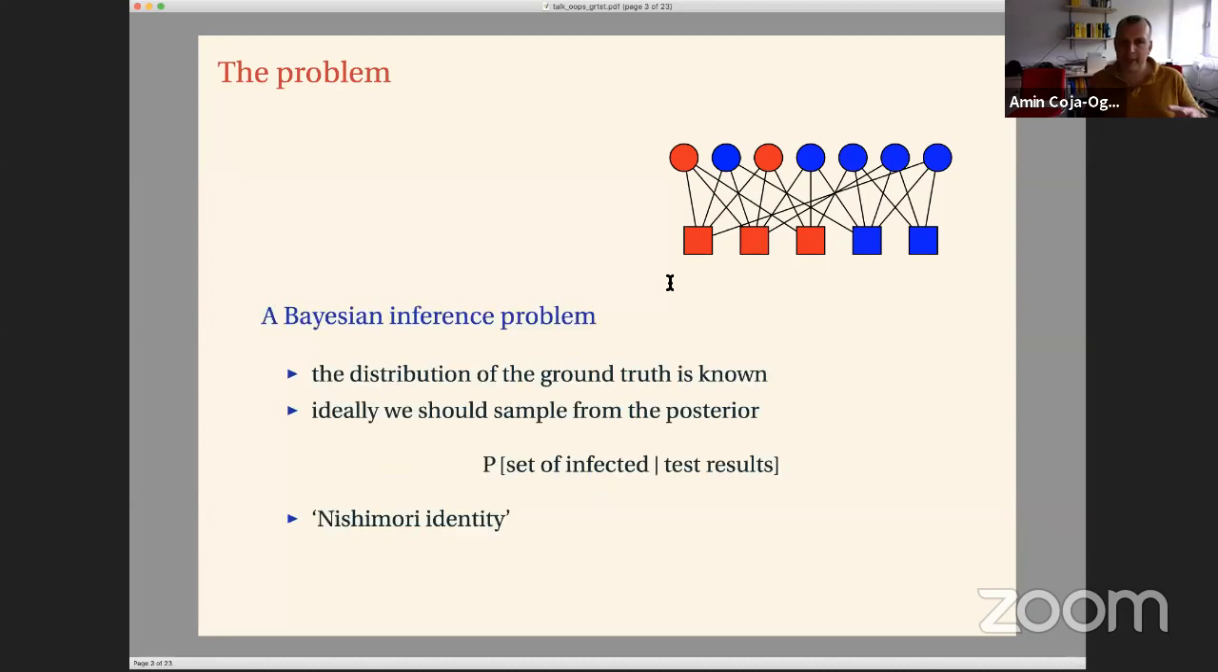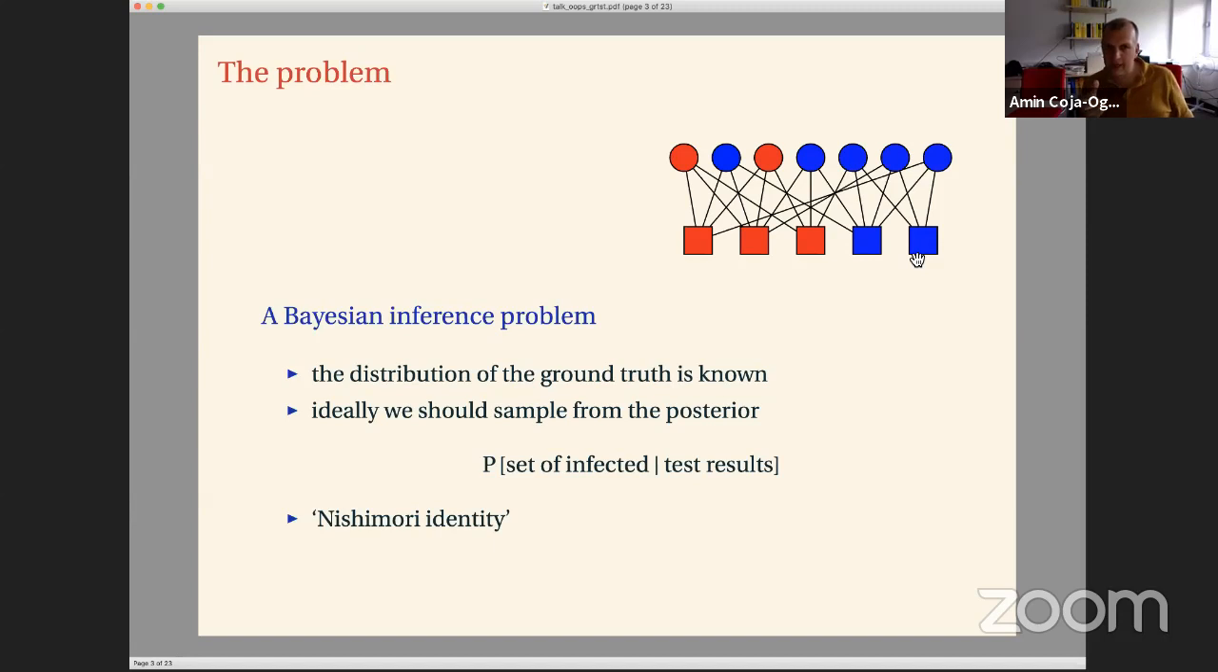And so this problem actually fits into a general framework of Bayesian inference problems. In these Bayesian inference problems, like, for example, the stochastic block model that I mentioned already in the first lecture, there's a hidden ground truth that we aim to learn. We know what the distribution of this ground truth is. For example, in this problem, we assume that we approximately know the number of infected individuals. And based on this ground truth and its known distribution, we are presented with some data. In this case, the data is the test results.